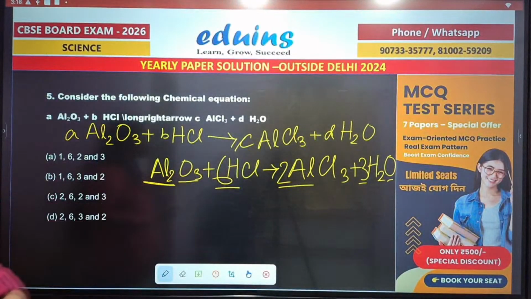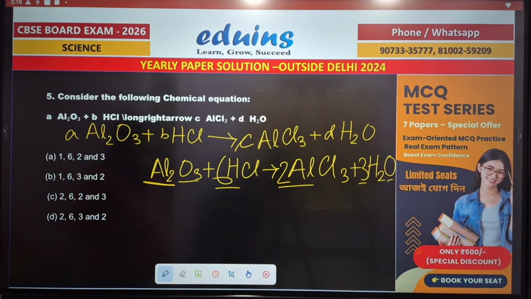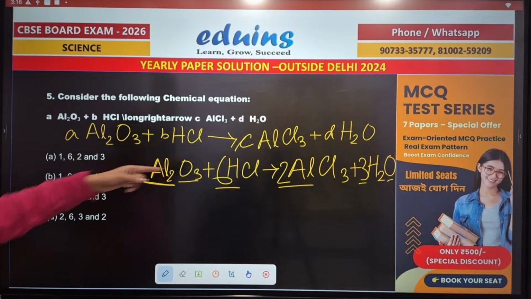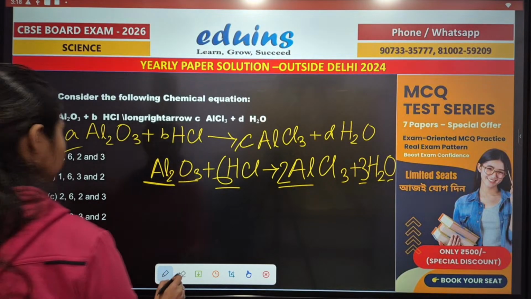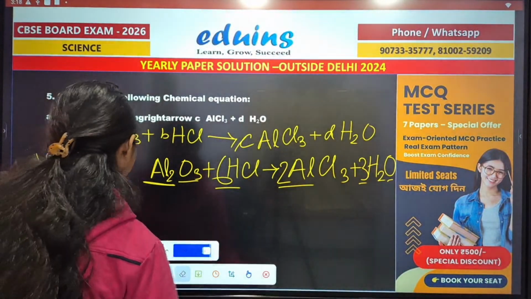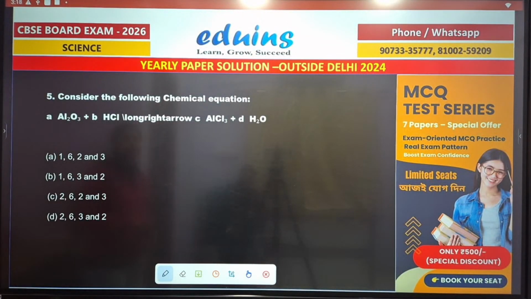So this is a balanced equation. So what will be the numbers? A becomes 1, B becomes 6, C is 2, and D is 3. So option A is the correct answer. So that is the right option. I think there is no query. So what is the next question?